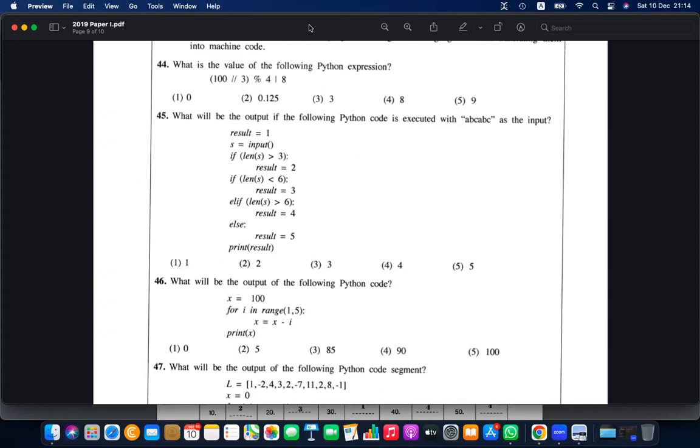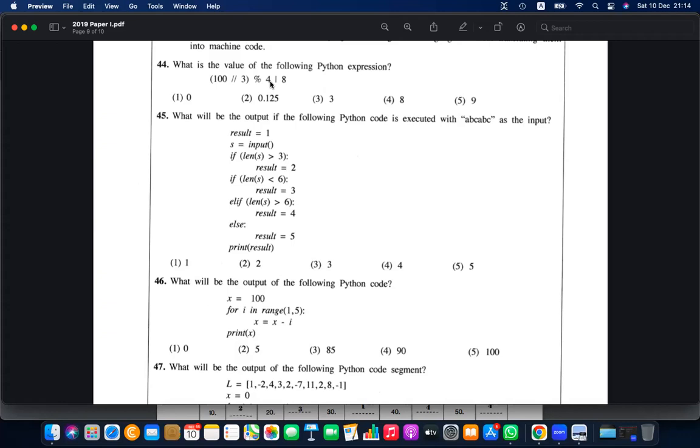Question 47 also you can give a try. What is the value of the following Python expressions? 100 floor divide by 3. Floor divide is basically integer division. Then modulus, and finally the bitwise operation.